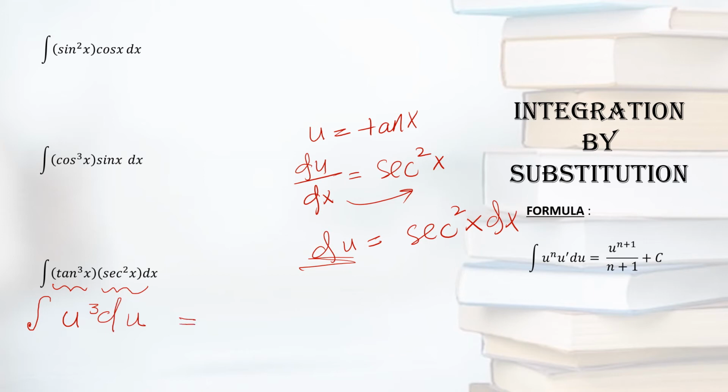Take the antiderivative using the power rule. So you will add 1 to the power. So u to the power 4 over 4 plus c. And in the end, replace the u by tan x, which you assumed in the start. So you can write tan to the power 4 x over 4 plus c. That's all.